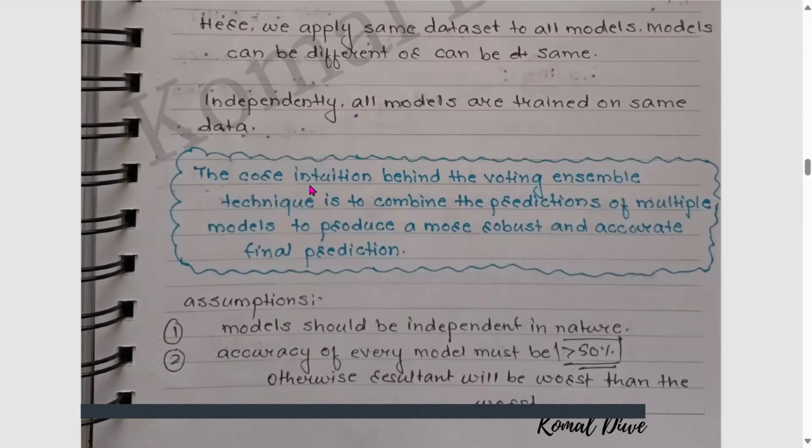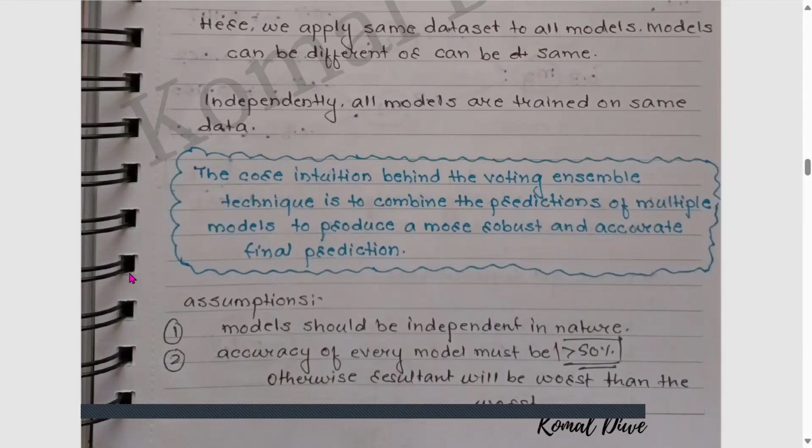Okay, the core intuition behind voting ensemble techniques is to combine the predictions of multiple models to produce a more robust and accurate final prediction. This is the central idea of the voting ensemble technique. Whenever someone asks in an interview, you have to start from this and then go into depth as per the follow-up question.